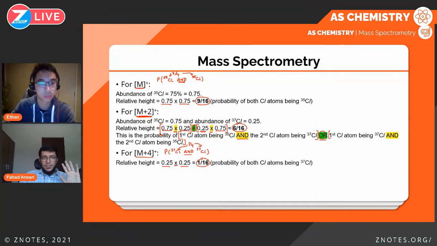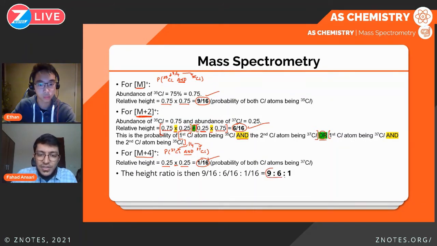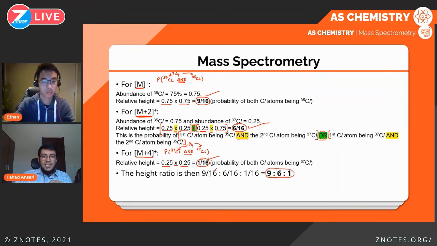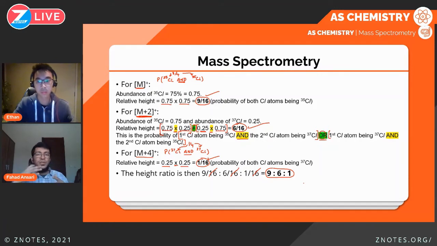Now that you have all three of these probabilities, 9 over 16, 6 over 16, and 1 over 16, when I put these together to find the ratio, it's going to be 9 ratio 6 ratio 1, right? You cancel out the 16s in the denominator. So in other words, if you have three molecular ion peaks, M, M plus 2, and M plus 4, and the height ratio for all three peaks is 9 ratio 6 ratio 1, then you know that you have two chlorine atoms, right? So this is basically the whole summary of all this calculation that we've done over here.